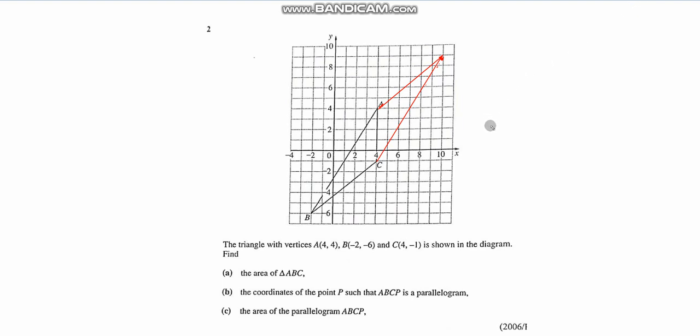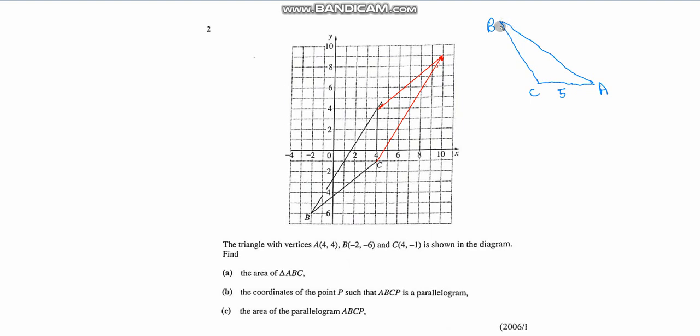Okay, now let's look at question number 2. Now find the area of ABC. Now ABC is actually, if you rotate it this way, you can see that this is C, this is B, this is A. So AC, you count the boxes 1, 2, 3, 4, 5. So the length AC is equal to 5, which is the base of triangle ABC.